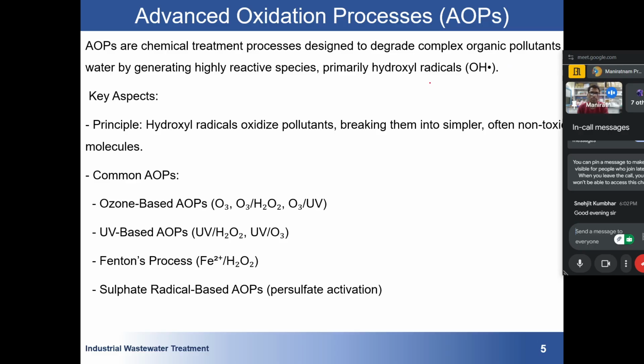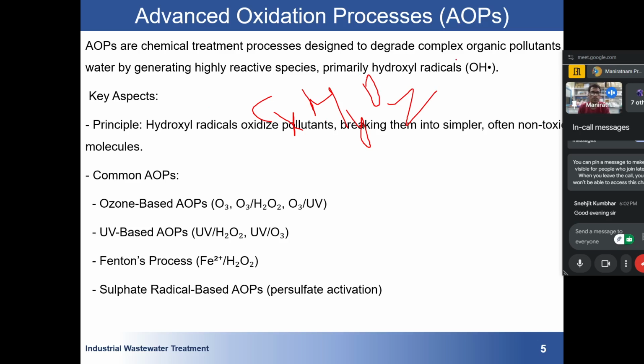primarily radicals. So first let's understand what simple oxidation is, not advanced. Simple oxidation: if there is some organic matter, say C x H y O z. Suppose we have simple organic matter; organic matter is in the form of CHO.